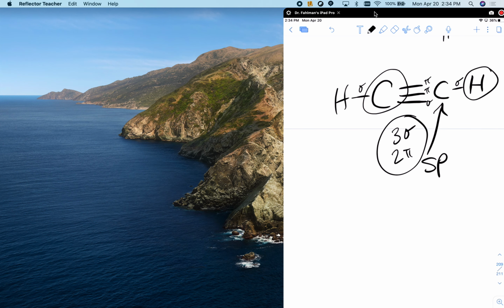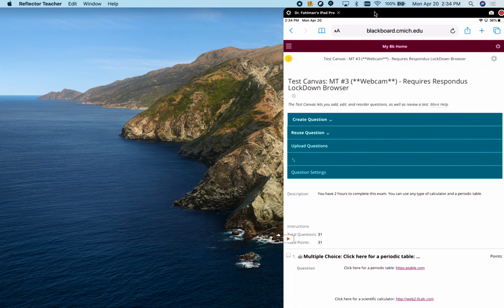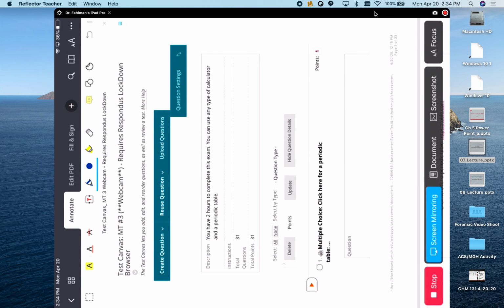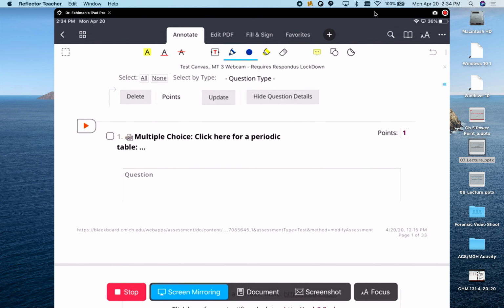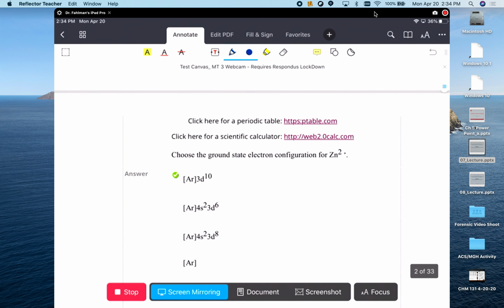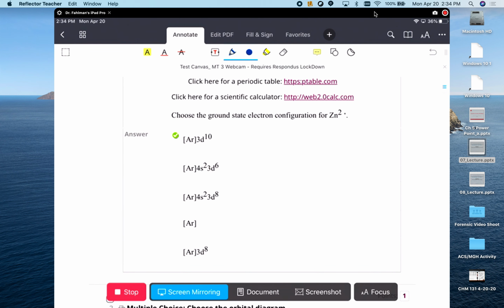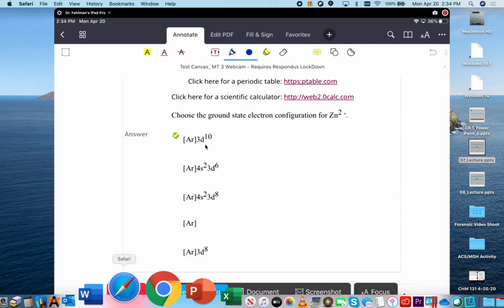Now I want to change gears and go over the topics or the questions on the last exam. So this is your midterm 3. And let me pull up a periodic table here.